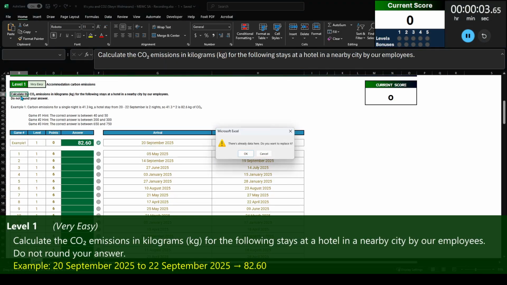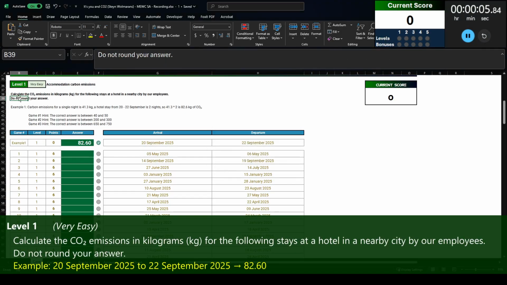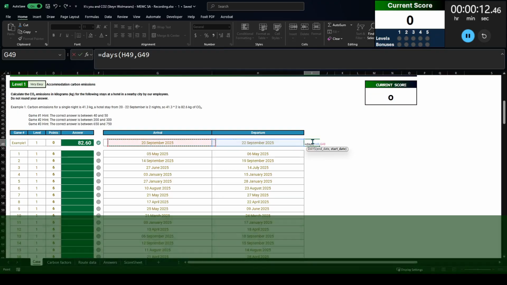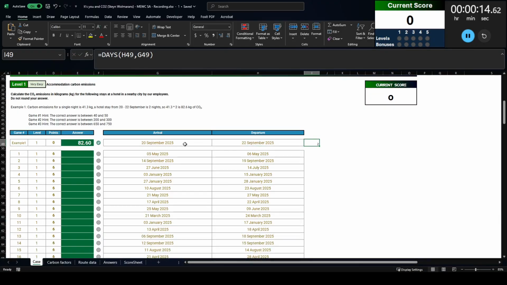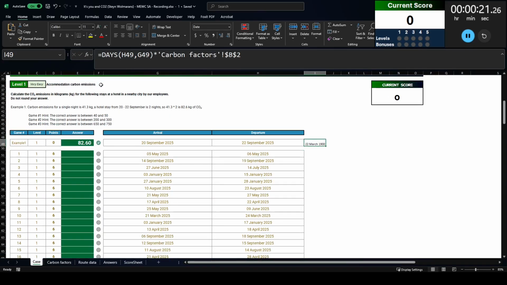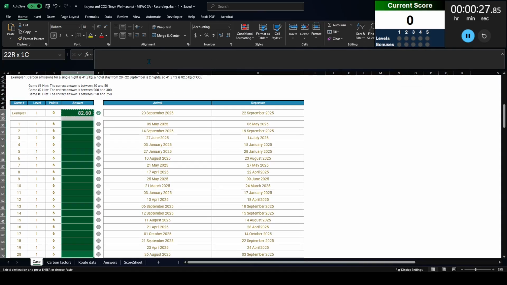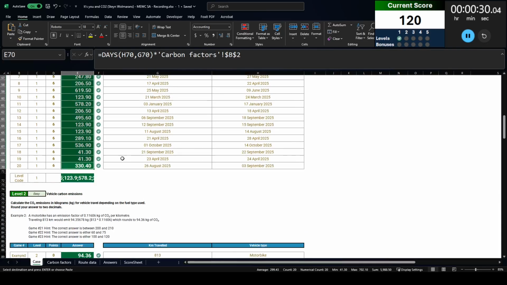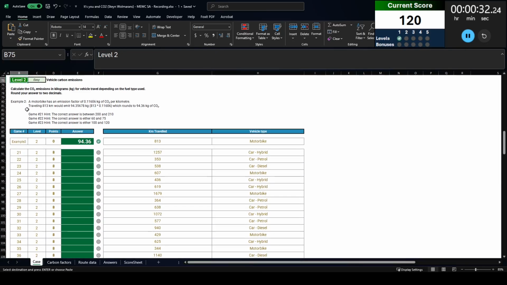Level 1 asks us to calculate the CO₂ emissions in kilograms for the following stays at a hotel in a nearby city by our employees. And so what you're going to see me do here is, because this CO₂ factor is a flat rate for hotel stays, what's really tricky is trying to calculate the number of days that they stayed. I use the days function because that tells you the difference between two dates, but I'm always very cautious because I can never remember if it is inclusive of the end date or not. In this case it's not, so simply multiplying that by the factor will get us the answers.